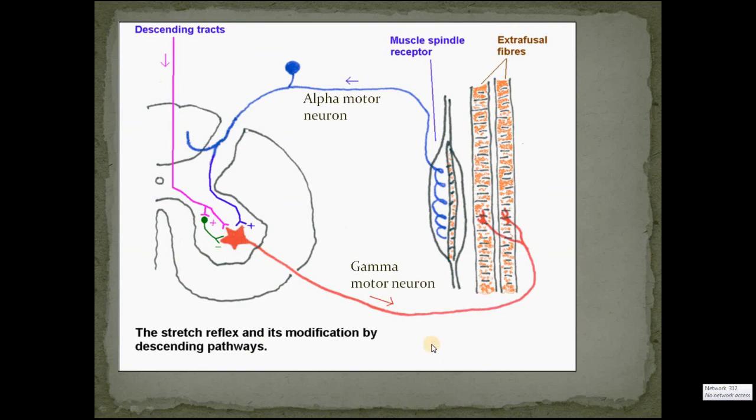This is the stretch reflex, meaning the descending tracts synapse with the gray horn, in the anterior gray horn, and from the anterior gray horn the information is passed to the gamma motor neuron and the alpha motor neuron. The gamma motor neuron controls the muscle spindle and the alpha motor neuron controls the muscular activity.